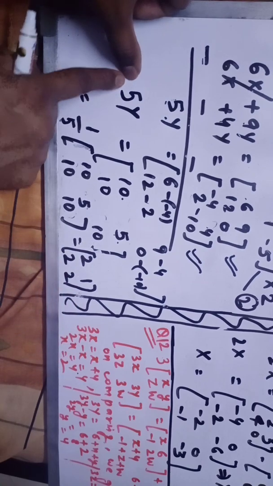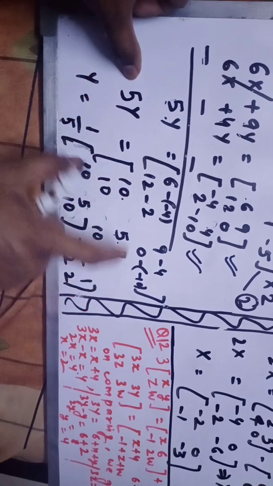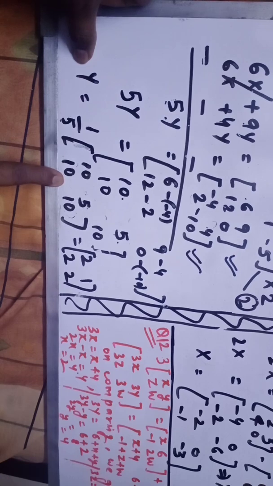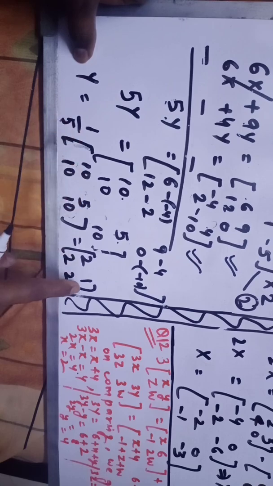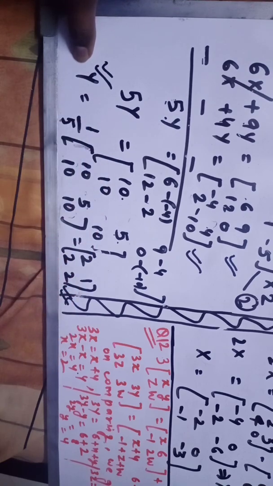After doing this, you will get 5y is equals to this matrix. And then your y is equals to, here it is 5, so it will be 1 by 5. And same matrix you have to copy. And after inserting this 1 by 5 in this matrix, you will get 10 into 1 by 5, that would be 2. 5 into 1 by 5, that would be 1. 1 by 5 into 10, that would be 2. 1 by 5 into 10, that would be 2. And here the value of matrix Y is this: 2, 1, 2, 2.